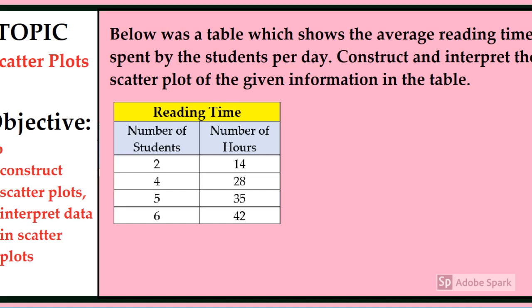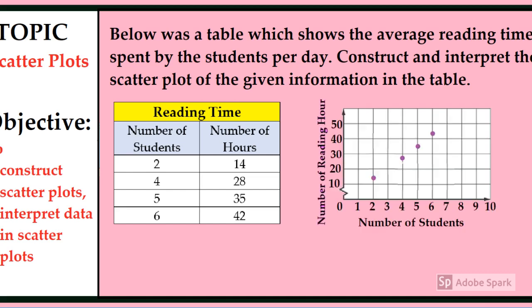In the table are the reading time, with the number of students in the first column and the number of hours in the second column. Let us represent the number of students as the x values and the number of reading hours as the y values. Then, when we plot the ordered pairs in the Cartesian plane, we can get the graph like this.